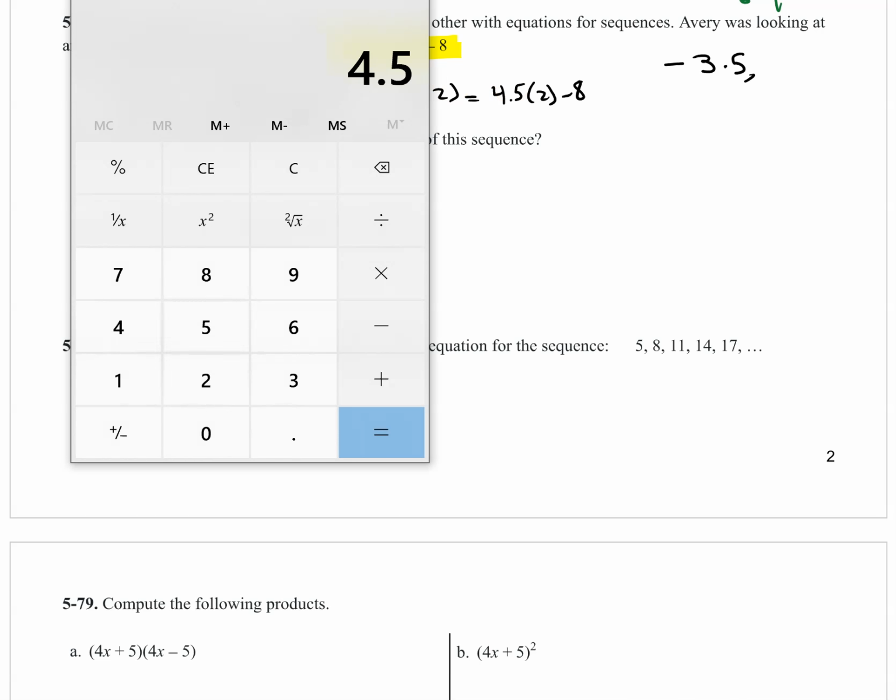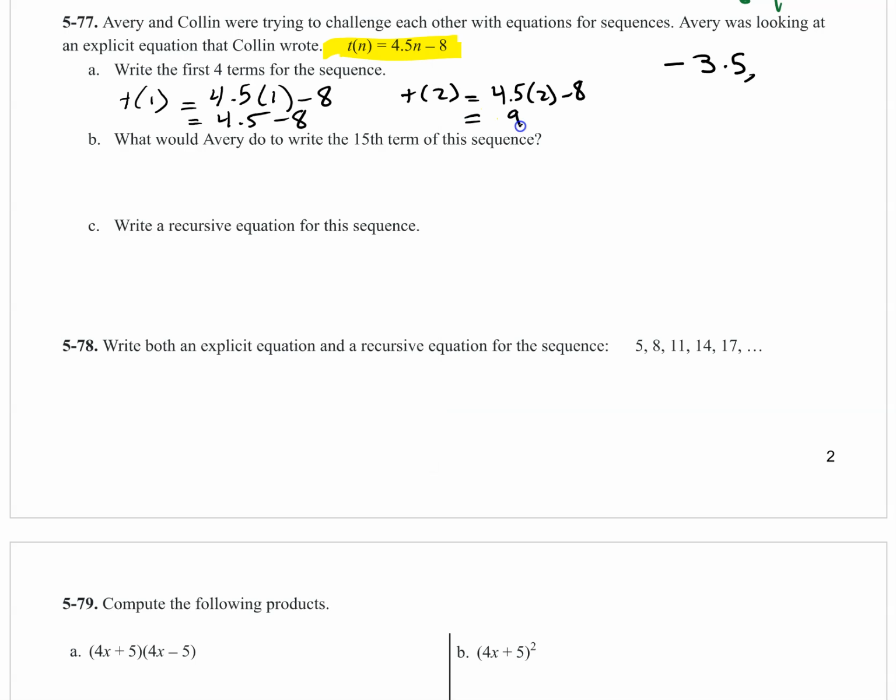So 4.5 times 2 is 9, and then we still have to take away 8. So this is 9 minus 8, which is just 1. Alright, and then you can proceed in this way. I'm going to go a little bit faster on these last couple ones. 4.5 times 3, that's going to be 13.5 minus 8.